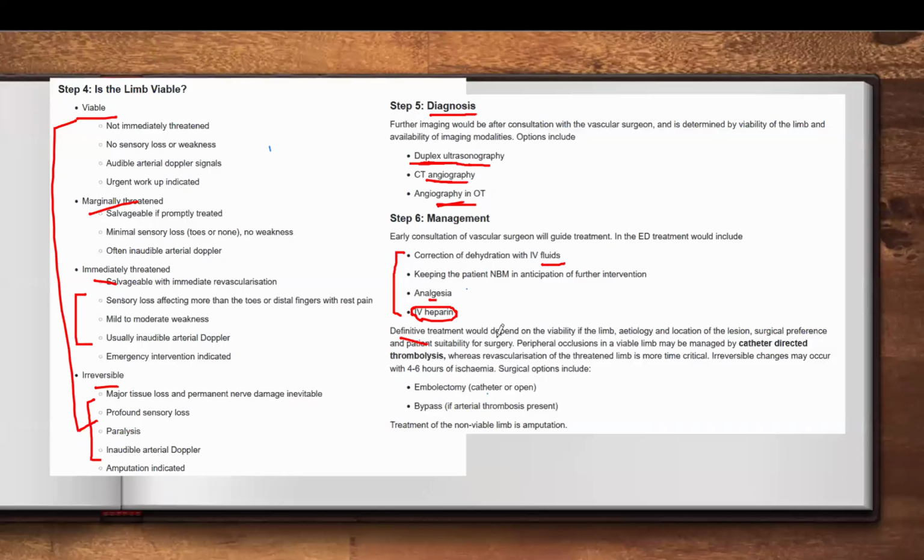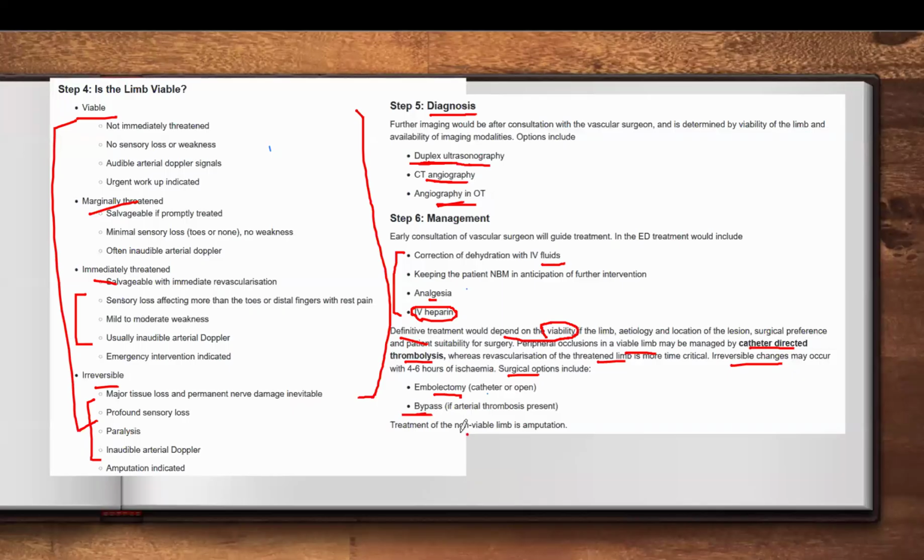It would depend upon the viability of the limb. The categories that we have mentioned here, the definitive treatment will depend upon this. So that is why it is important to remember all of this. If it is a viable limb, it can be managed with catheter-directed thrombolysis. If it is a threatened limb, then we can do surgery, and surgical options can include either embolectomy or a bypass surgery.